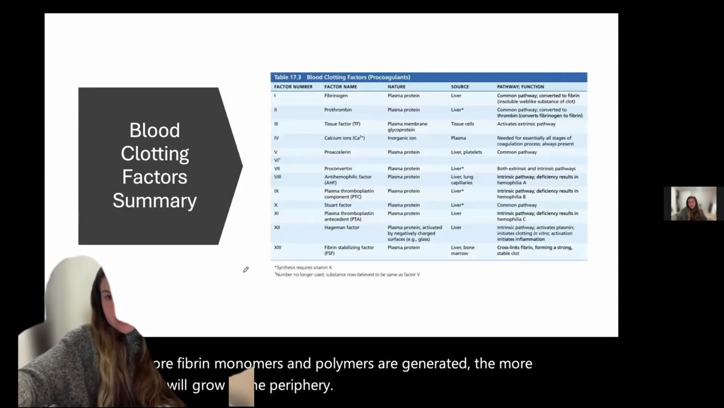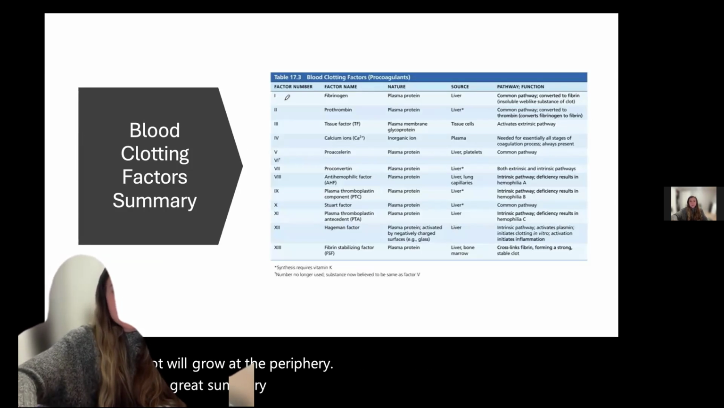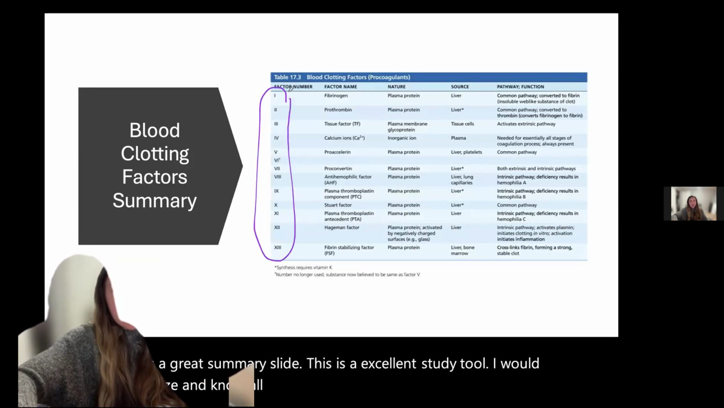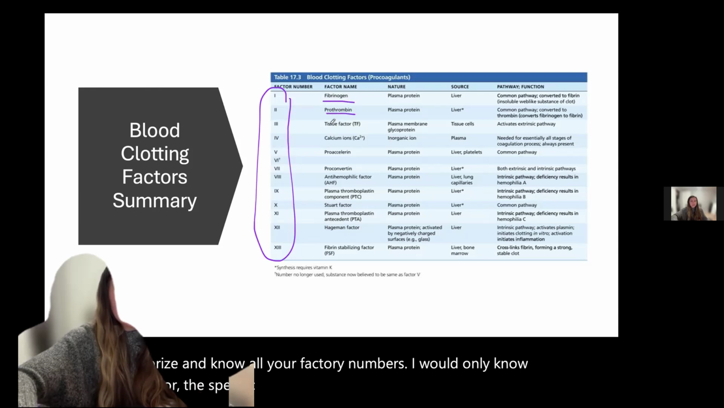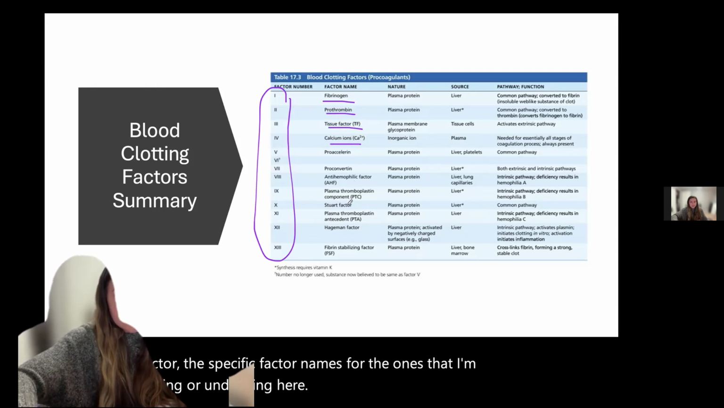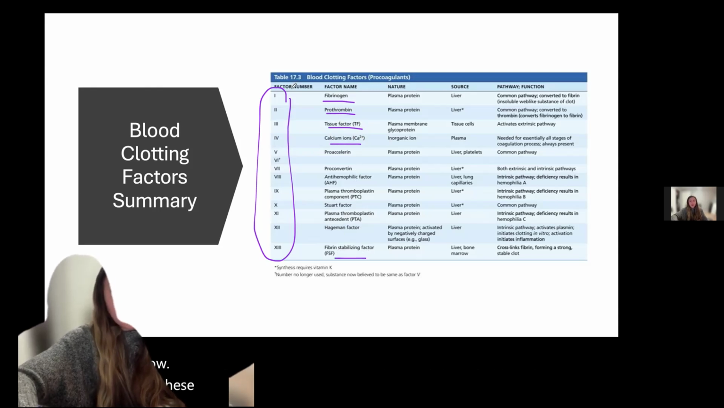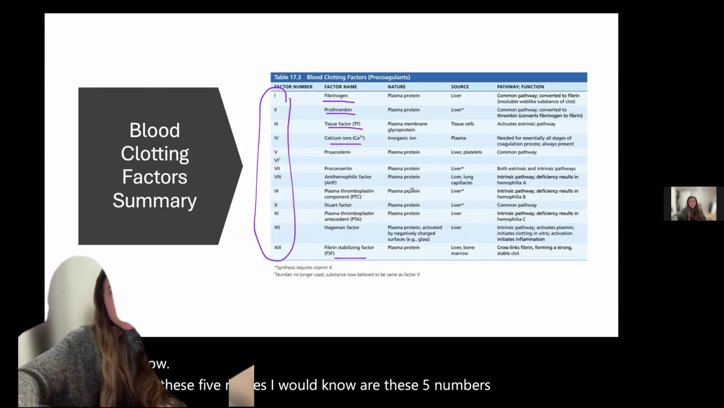Here's a great summary slide. This is an excellent study tool. I would memorize and know all your factor numbers. I would only know the specific factor names for the ones that I'm identifying or underlining here, because these are the ones that are probably the most important to know. So these five names I would know are these five numbers, and then know where they're formed, especially if they're formed somewhere different, right?